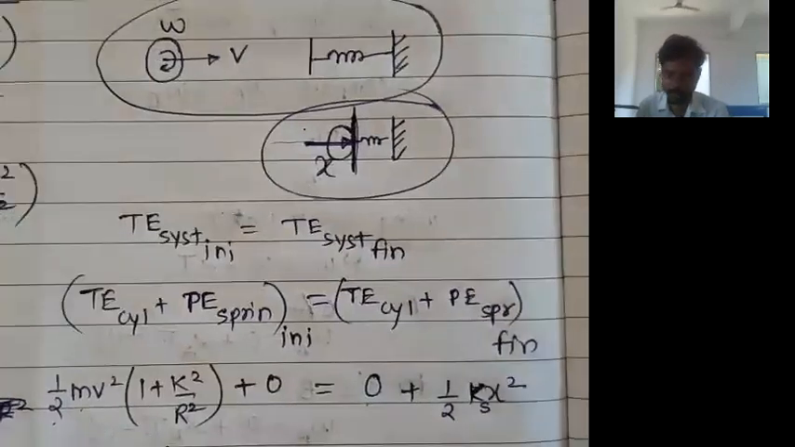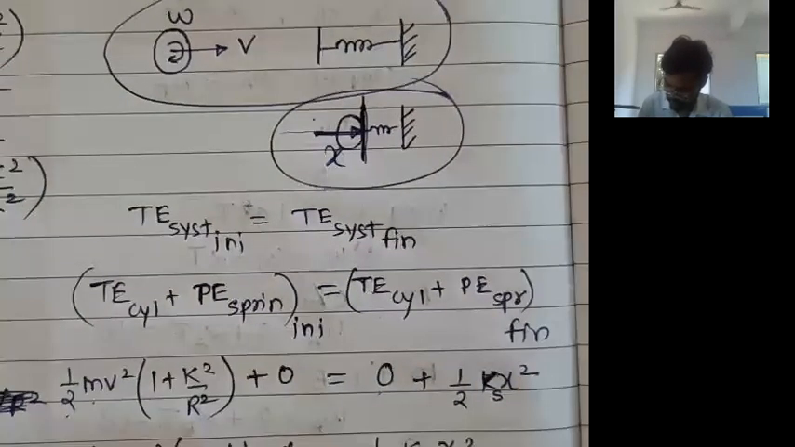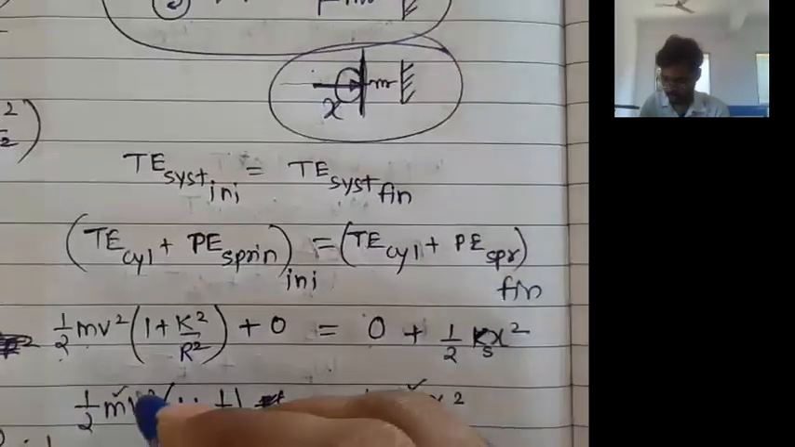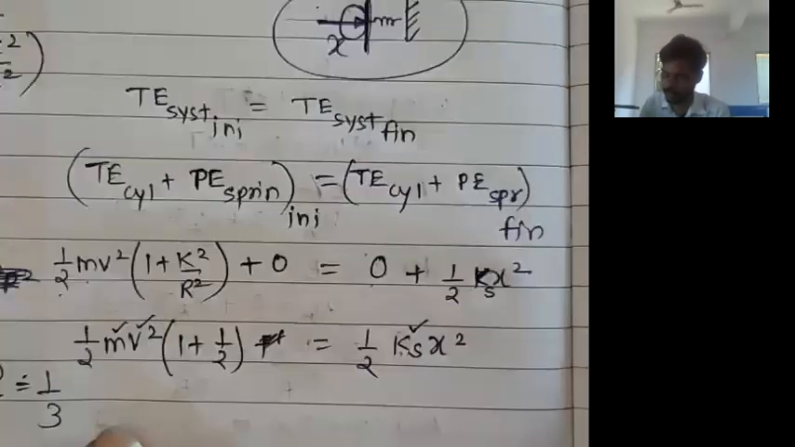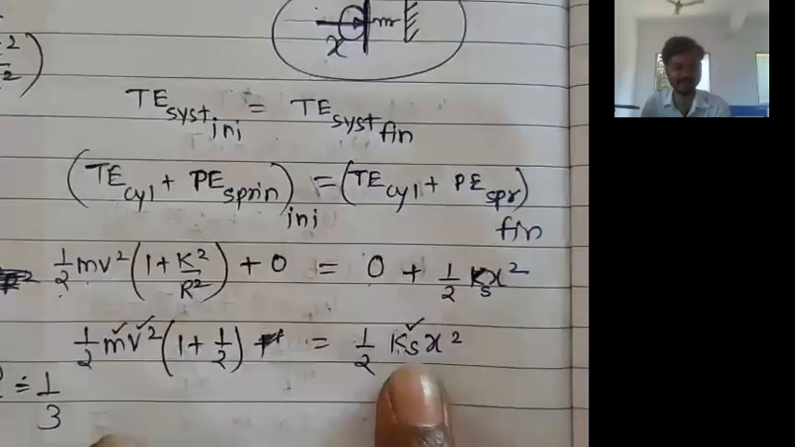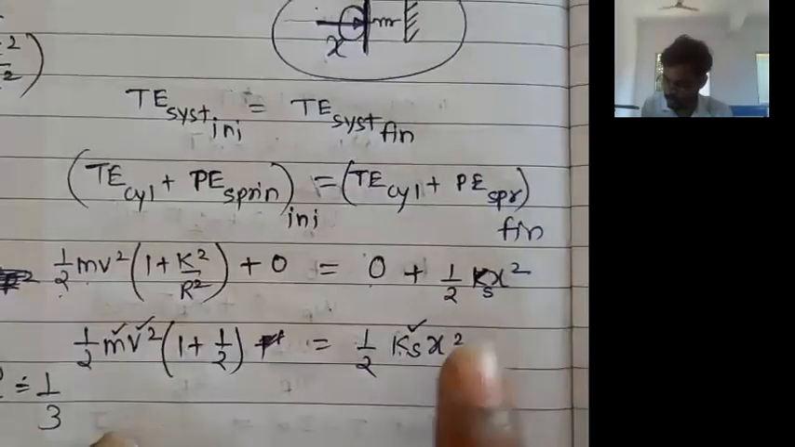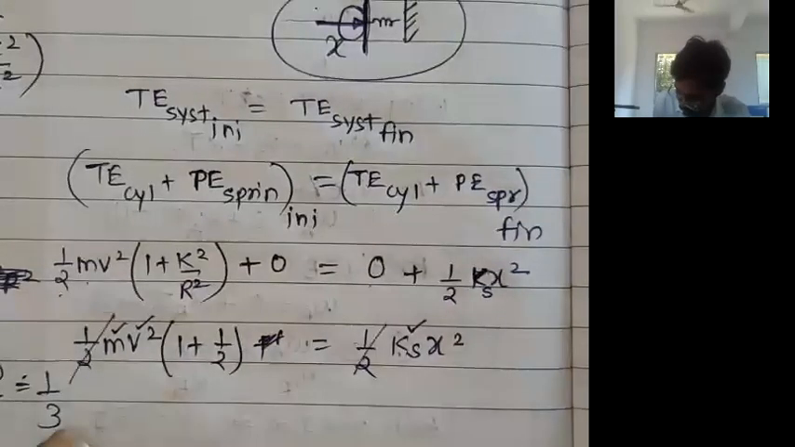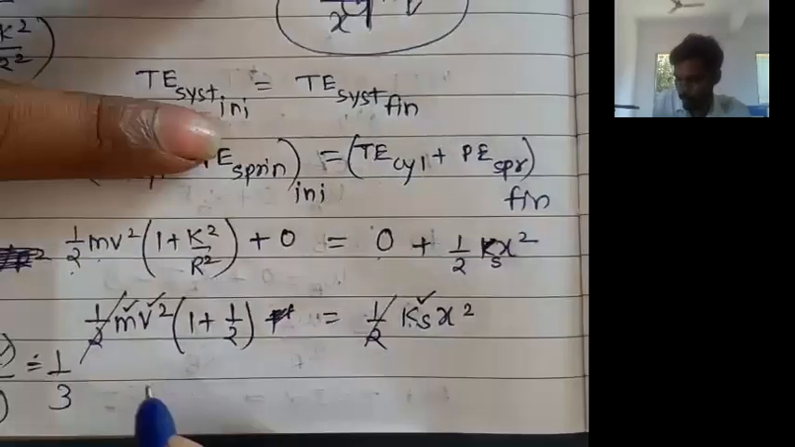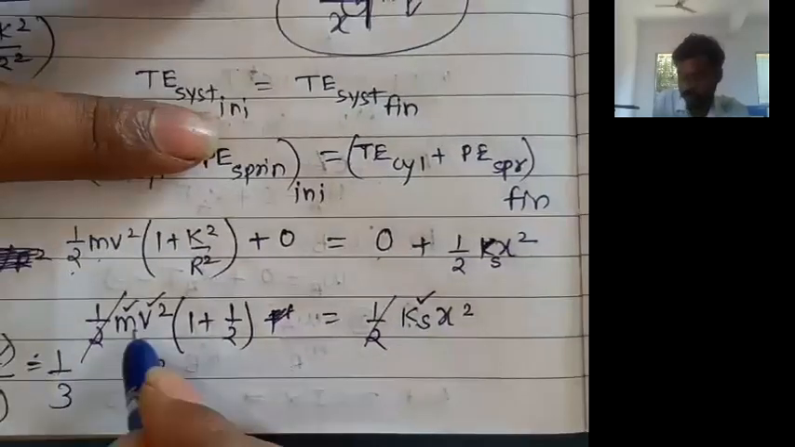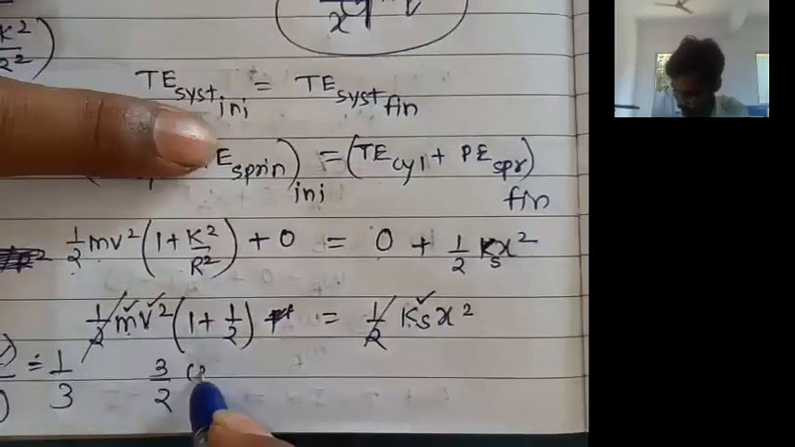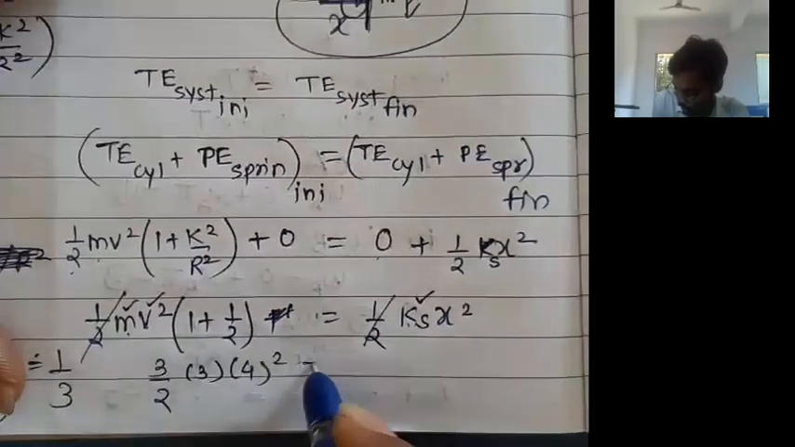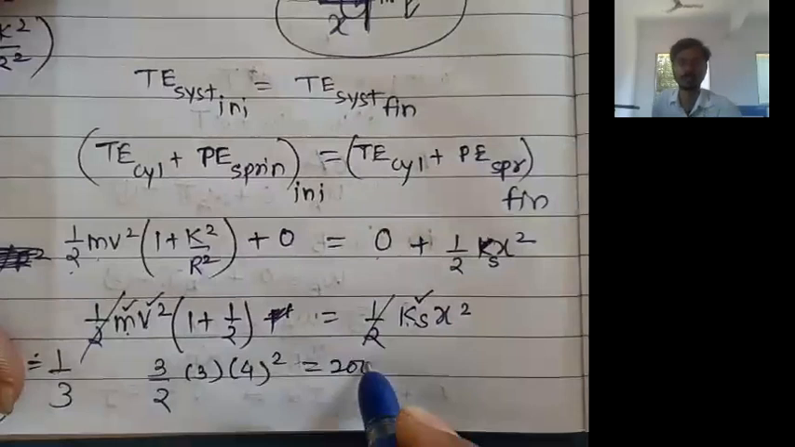Everything is given. Let us do the tick marking. ks given, mass given, velocity given. So now this question in physics converts into one equation, one unknown. In this entire equation only one unknown, x, is there. So sir, this one half gets cancelled. 1 plus 1/2 is 3/2. 3/2 mv square. Mass is given as 3, velocity is given as 4, and this spring constant is given as 200 into x square.